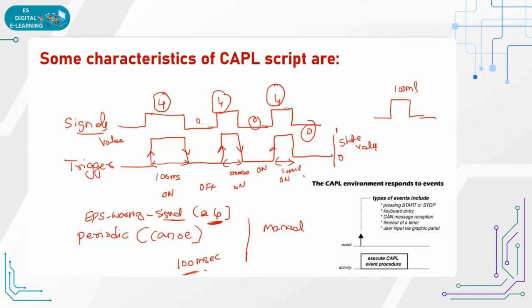Akila, can you tell me what is the trigger we are doing? What is the time duration we are doing? So, in CANoe, we are giving the trigger. We can give periodic or manual. Periodically, we will set the time period, whereas manually, we will give the on key. We can give any key so that we can trigger it.